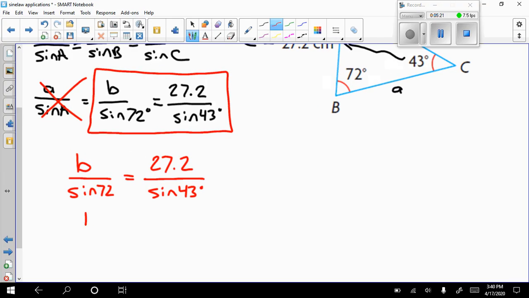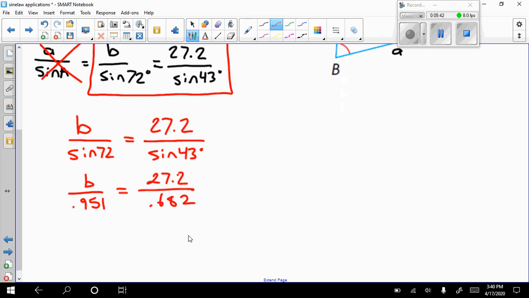So B over 0.951 is equal to 27.2 over, and I'm going to hit sine of 43. I'm doing it on my calculator now, so I don't have to jump back and forth. And I get 0.682. Okay, we're almost there.